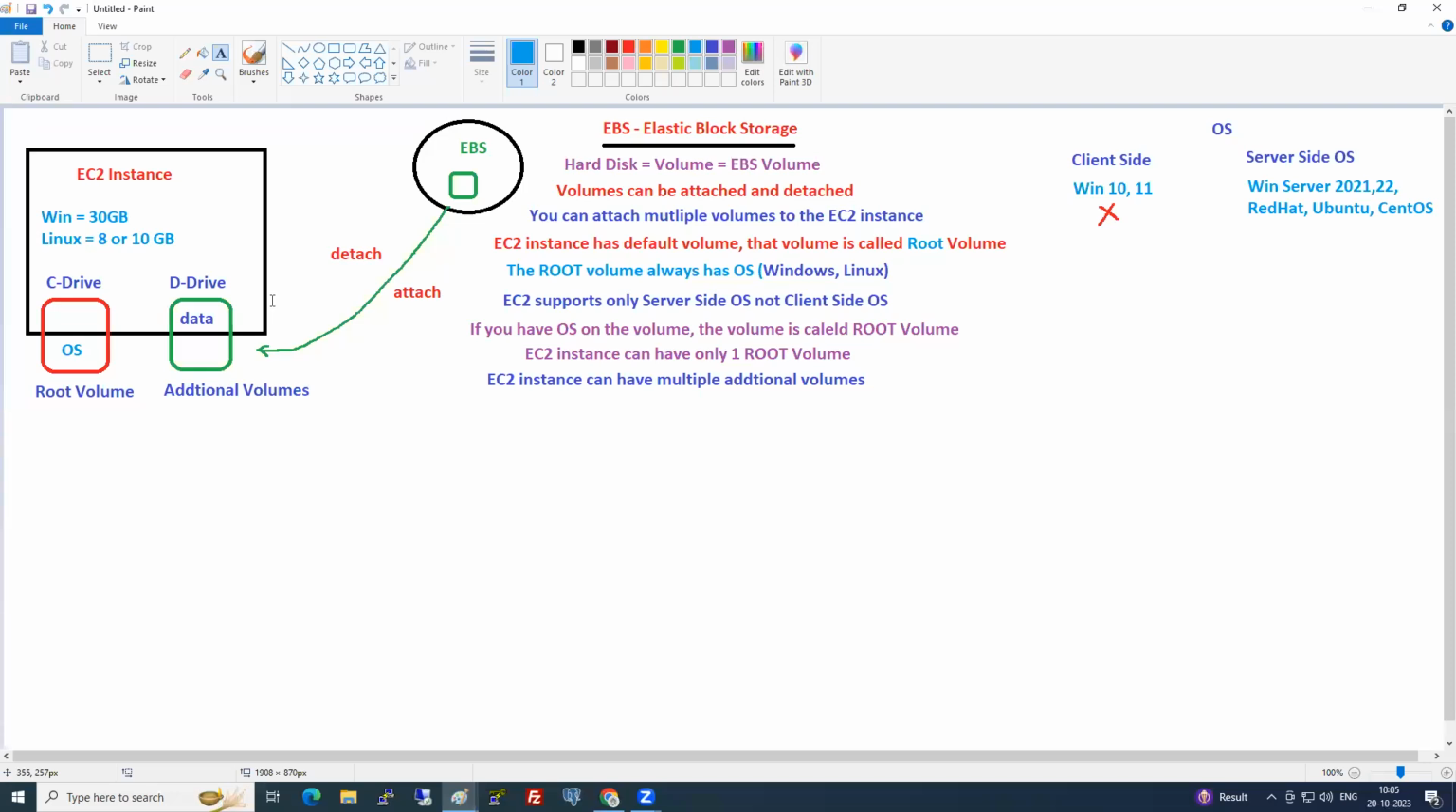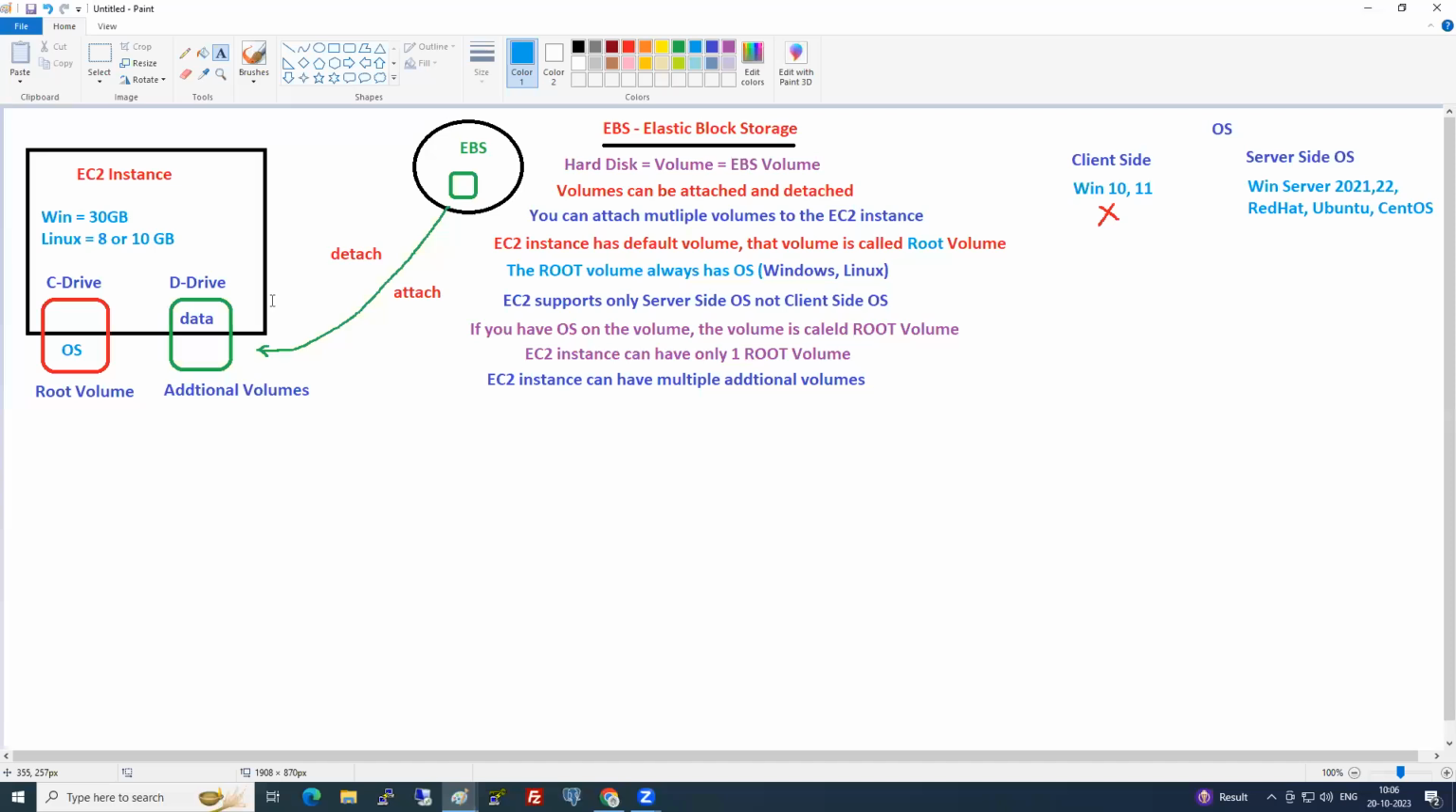Then you also have a D drive. Will AWS provide the D drive? No, you need to create it. So how much size do you need? The maximum size is 16 terabyte. So if you want a D drive of 100 GB, create 100 GB, or 500 GB, or 1000 GB. However much size you need, go and create it and attach it to the EC2 instance.